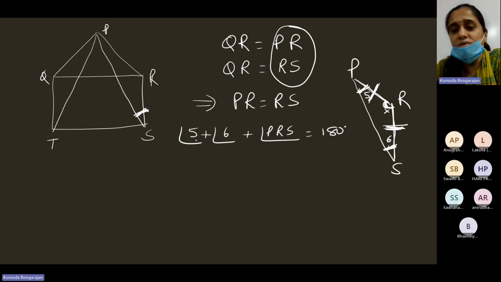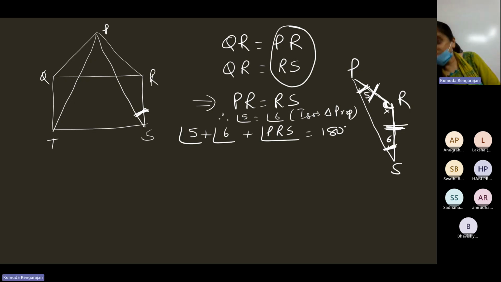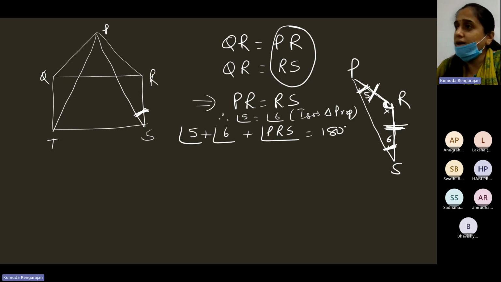Now we know that angle 5 and angle 6 are equal, right? Because these two sides are equal, therefore angle 5 is equal to angle 6, by the isosceles triangle property. The two sides are equal, so the angles opposite to them are equal. Now use the angle sum property: angle 5 plus angle 6 plus PRS is equal to 180. You can replace angle 5 with angle 6. Why should you replace? Because we have to find angle 6 only.